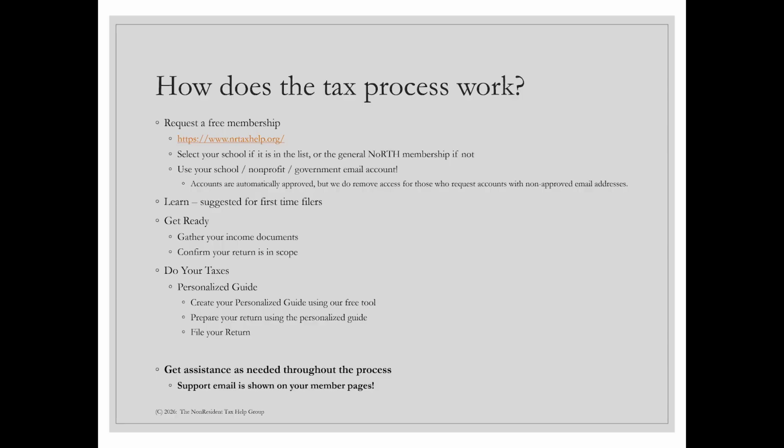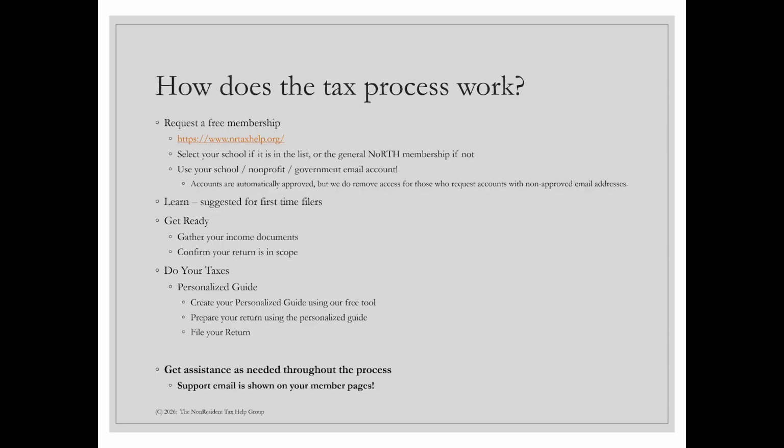So for requesting your membership, you're going to go to our main website. We've got a big button on there where you can request your free membership. If you don't see your school in that list, just pick the NoRTH General Membership. And then a reminder here, you must use your school, nonprofit, or government email account. If you use a Gmail, iCloud, or whatever email, it will get initially approved, but we will come back and delete that membership.